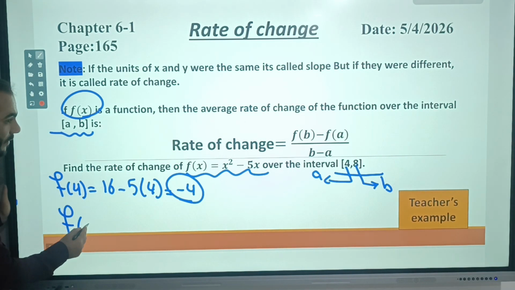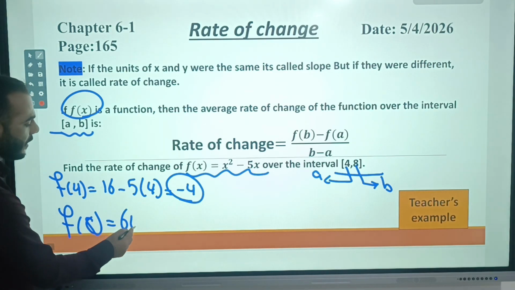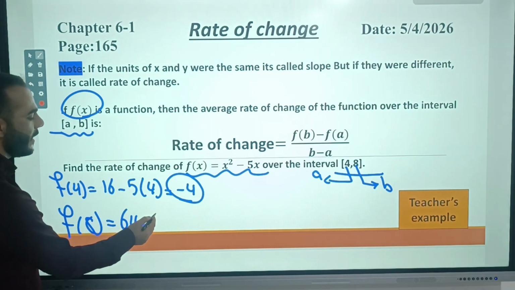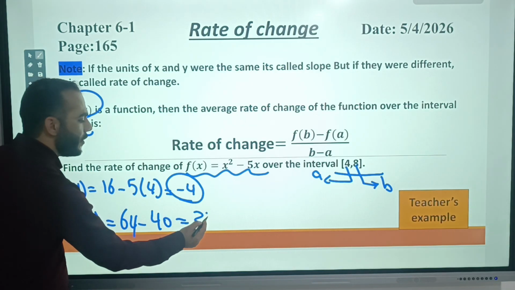How about f of 8? So 8 squared, 64, minus 5 times 8, 40. 64 minus 40, 24.